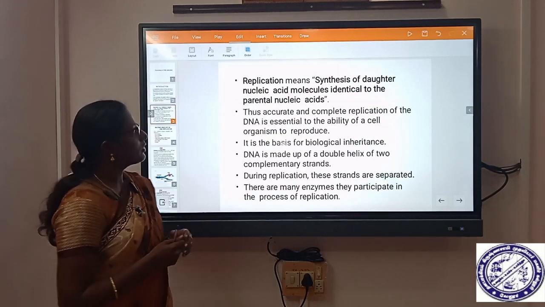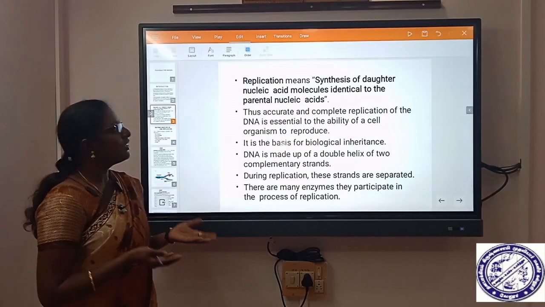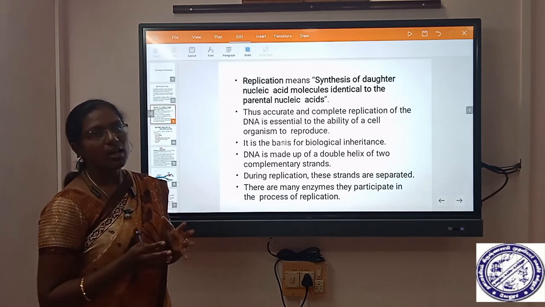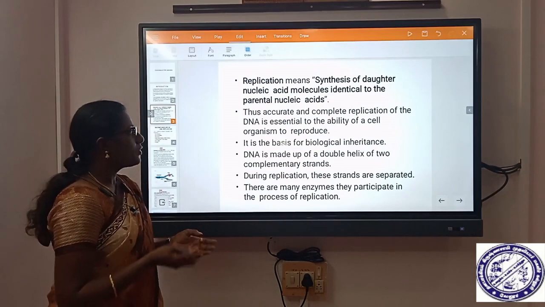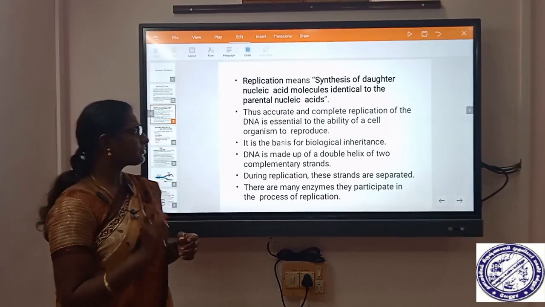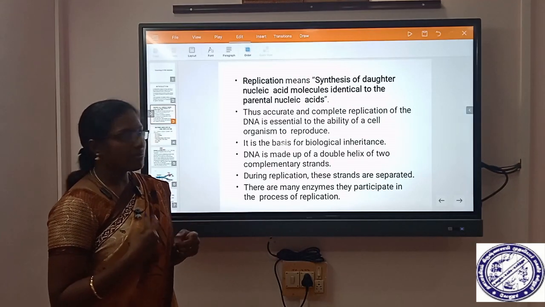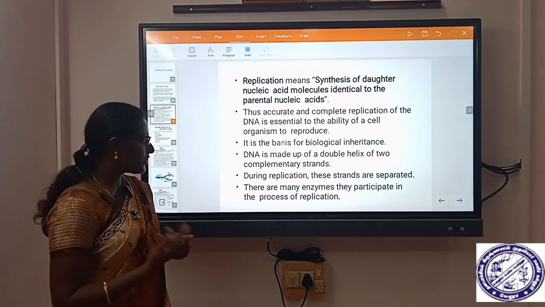Next we're going to see what replication means: the synthesis of daughter nucleic acid molecules identical to the parental nucleic acids. DNA is essential to the ability of a cell to reproduce. DNA is made up of a double helix, two complementary strands.